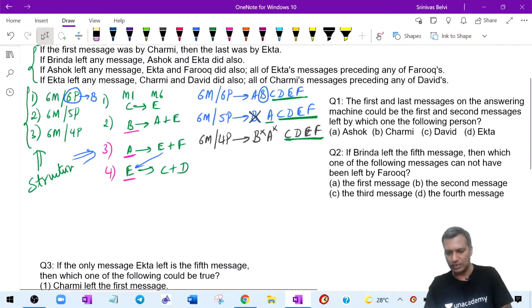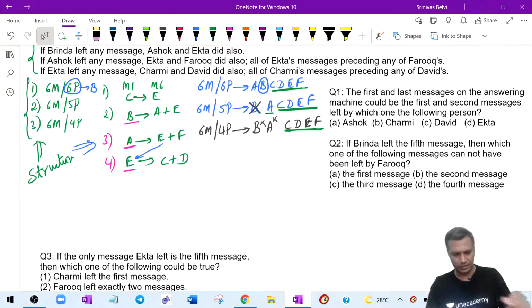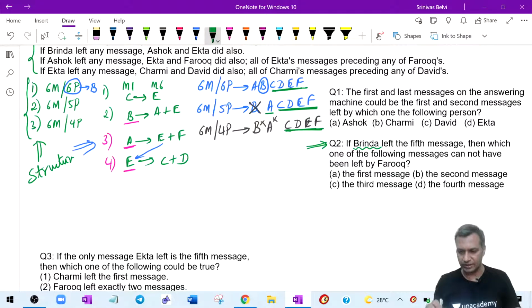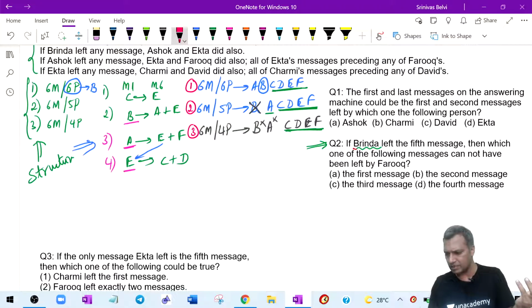Now, if you look at this, what were the sitters here? The second question was a sitter, because the moment Brinda comes, it is referring to the first case. There are three cases here. It simply refers to the first case. What is the first case there? All six people will be there because Brinda is there.